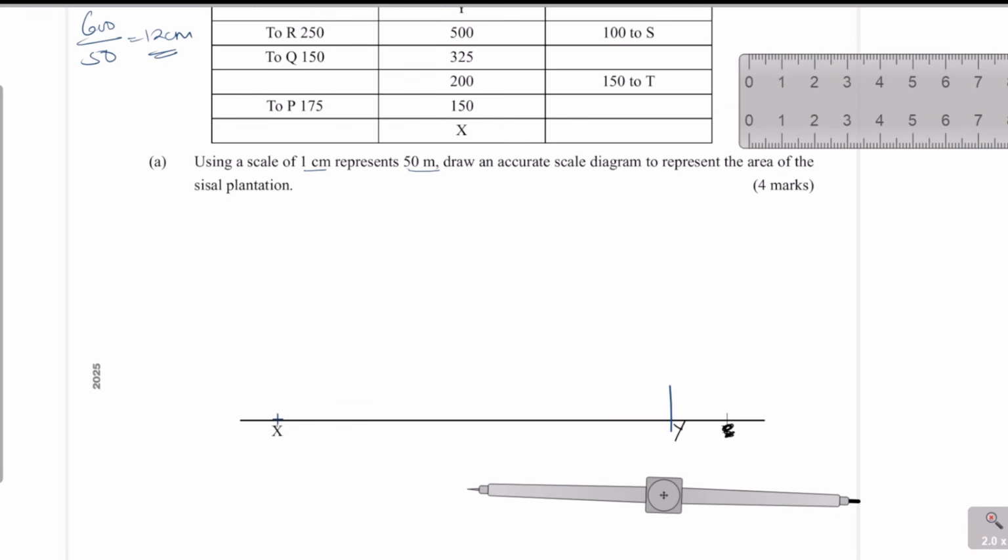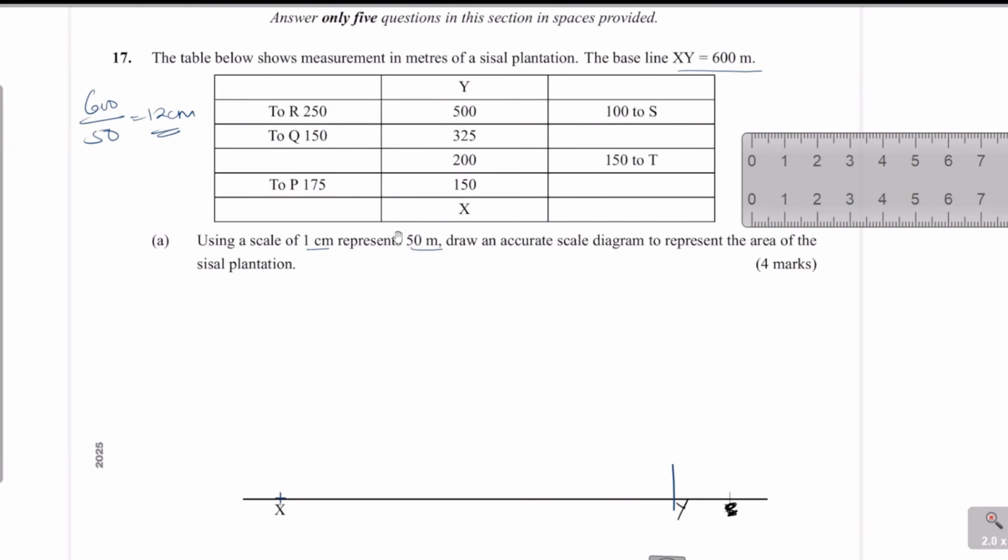When you go to the table, you have offsets that are to the right. These will go below the baseline. So the offsets that are to the right, all these will go below, and then the offsets to the left will go above the baseline. So from X, we have 150 meters. Remember, we're using the scale, 1 centimeter represents 50 meters, so you have to divide this by 50 to get the centimeters.